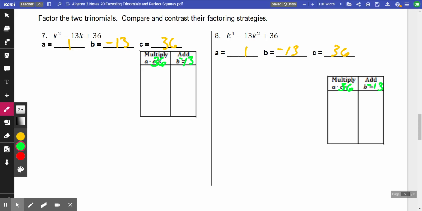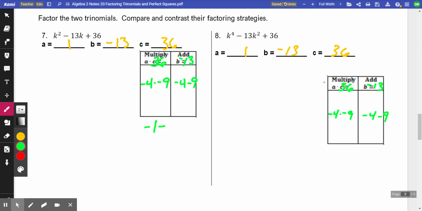Strategy-wise, if we're going to multiply to a positive value and combine to a negative value, we would have to have two negative numbers. So I'm not going to make the whole list here. I am just going to go ahead and jump to the two numbers that we're going to need. That would be negative 9 and negative 4. They multiply to positive 36 while simultaneously also combining to negative 13. So those are the two numbers we want in whatever can be put into both columns.